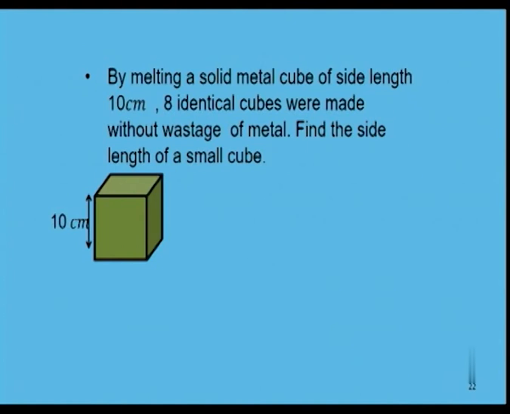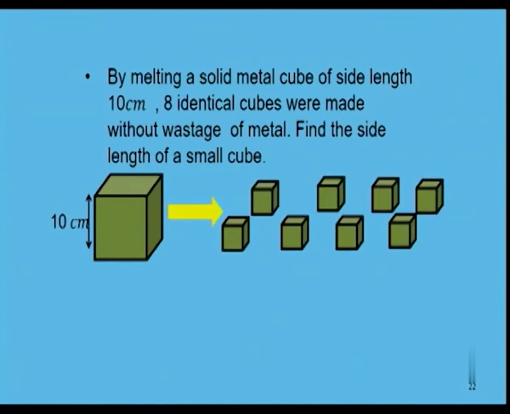They are going to melt this large cube. Then you can build up 8 small, identical cubes. Remember that one also. How do you describe this question? It means they have a big cube, or large cube. They are going to melt this cube. It means they are going to divide the volume of this cube into 8 identical parts.